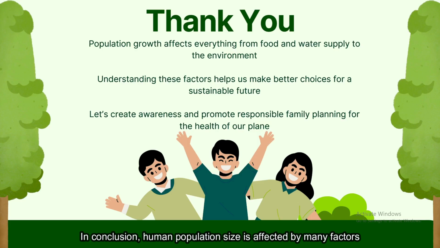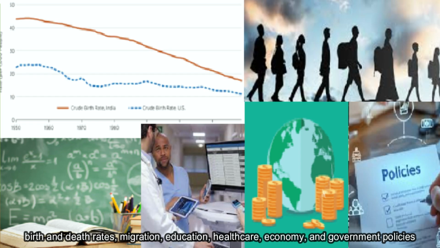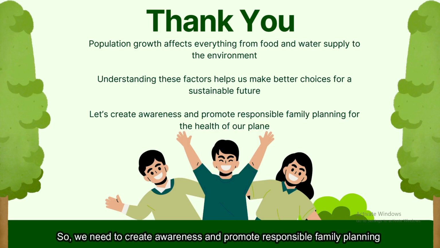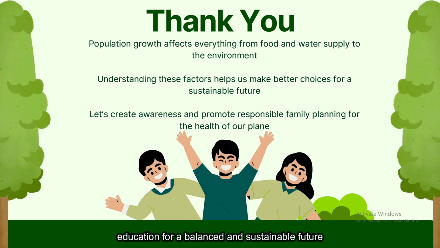In conclusion, human population size is affected by many factors: birth and death rates, migration, education, healthcare, economy, and government policies. When population grows too fast, it can cause problems like lack of food, jobs, and even pollution. But if it grows too slowly, there may not be enough young workers to support the economy. So, we need to create awareness and promote responsible family planning and education for a balanced and sustainable future.